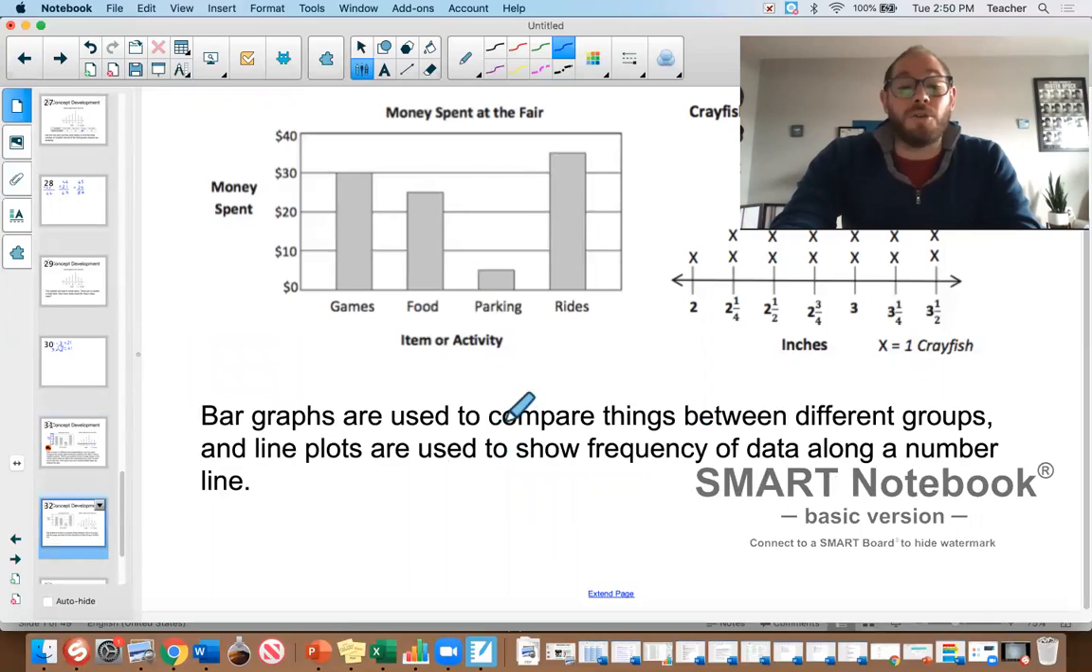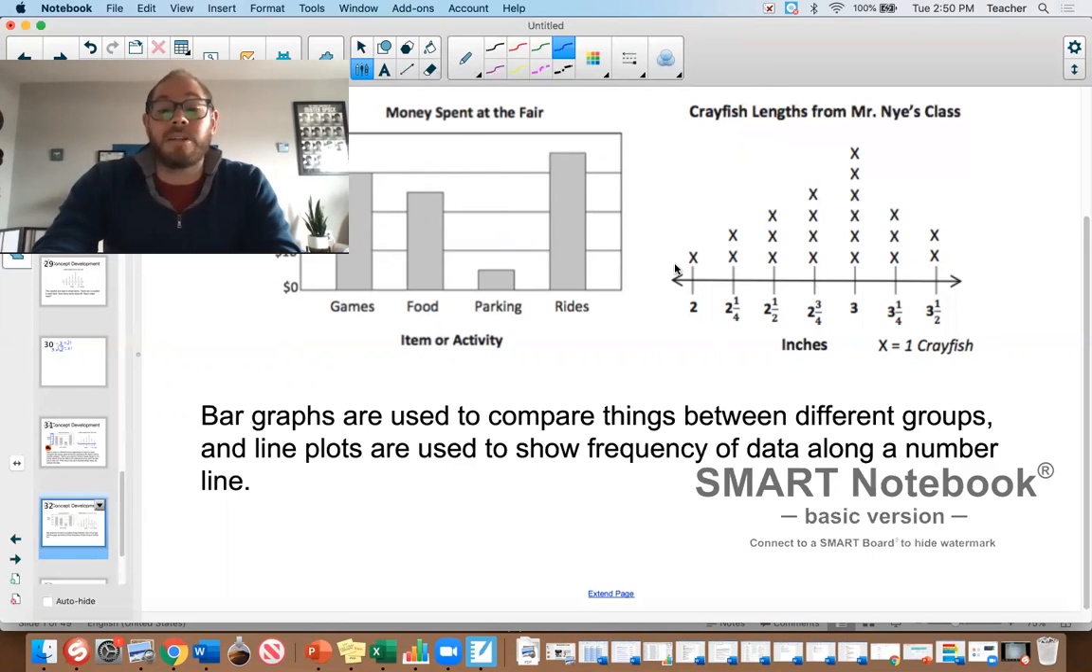Bar graphs are used to compare things between different groups. So for example, over here, we saw how much they spent for each thing, and we can compare them. Line plots show how often or how frequent the data happens along a number line. So this line plot showed us how often crayfish were a certain length, whereas this bar graph showed us how much money they spent.